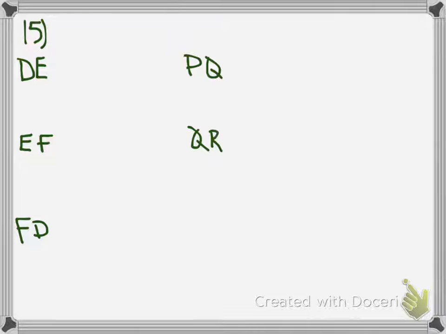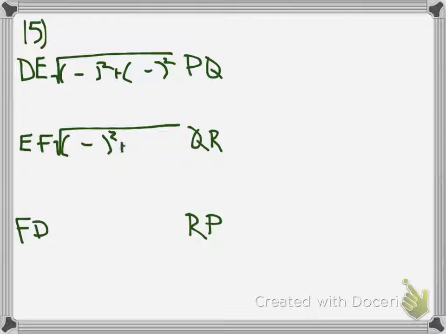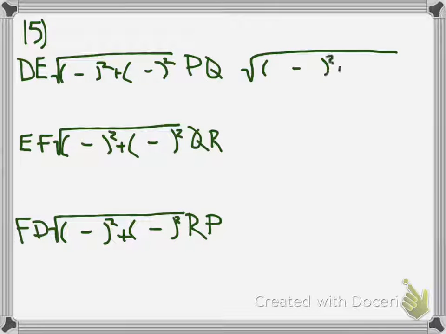Okay, so number 15 starts off like this. Again, you're going to use the distance formula. You're going to try to find the distance from DE, EF, FD, and then PQ, QR, and RP. And you're going to do that whole distance formula, and this takes time. By the way, I will probably make this worth more points on the test just because it takes so much time. It should be weighted more.